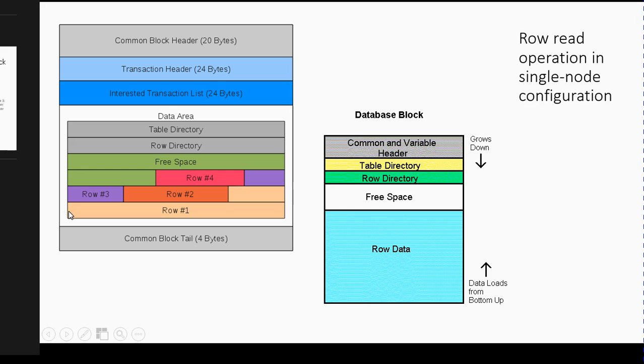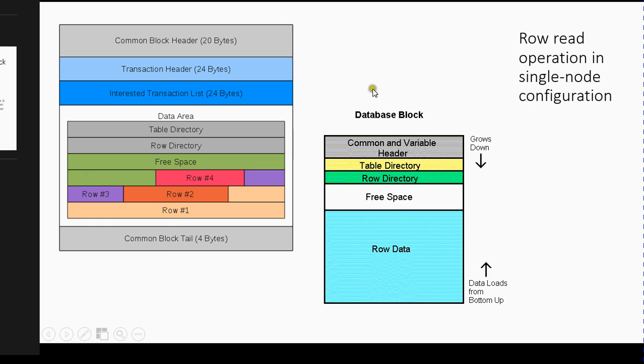Again, this is a database block. What I was telling you earlier is that if you have a large database block, you might have a large number of rows. So this one is big. You're just packing more and more rows, and it just goes on and on. You're storing a greater number of rows inside of your block. And this is fine for a single node configuration.